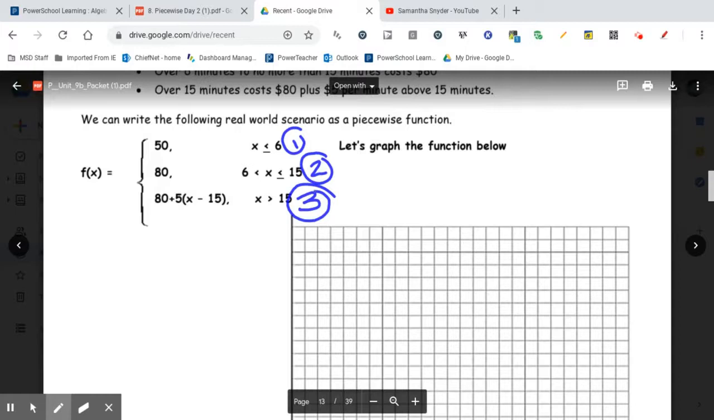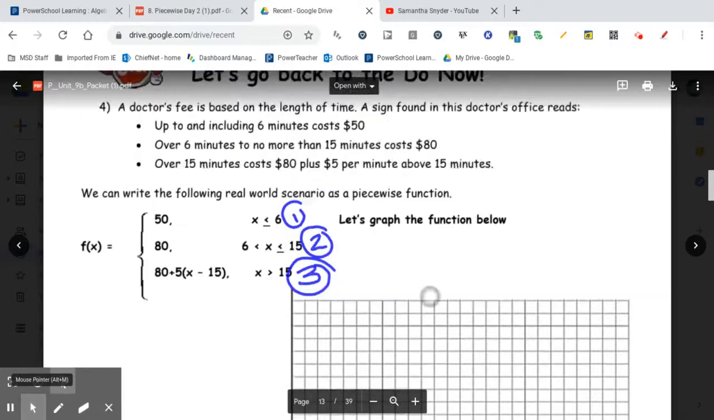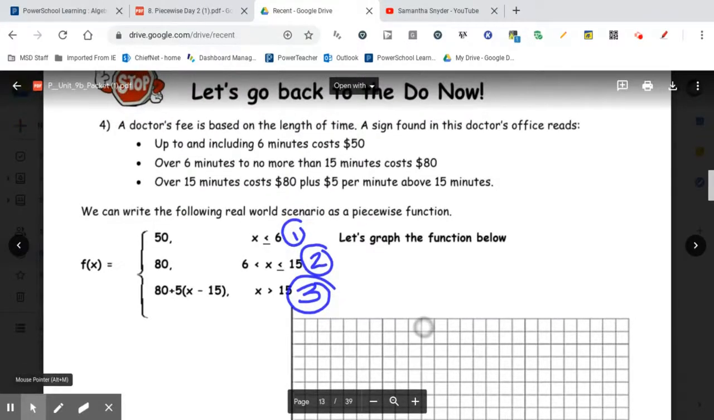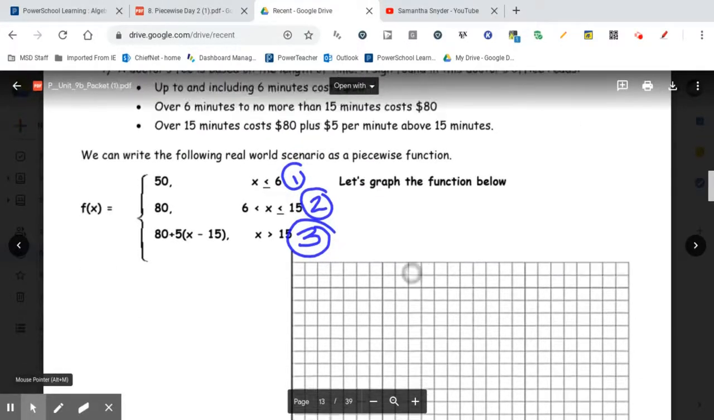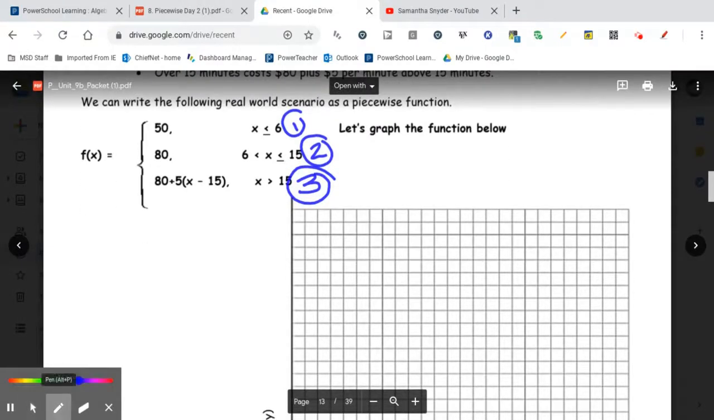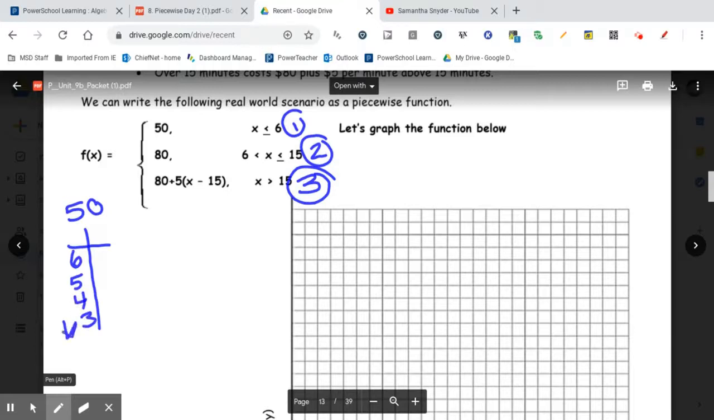So what we want to realize is we're going to make a table for each function, and we're going to use the domain like we have been. So we'll go ahead with the first one. This is really just our y equals 50 function, and it's any value where x is less than or equal to 6. So I'm going to start with 6, and then I'm going to go less than or equal. So 5, 4, 3. I don't have to keep going, but I do know that there's an arrow there. And this is actually our easiest one because we know every y value is just going to be 50.